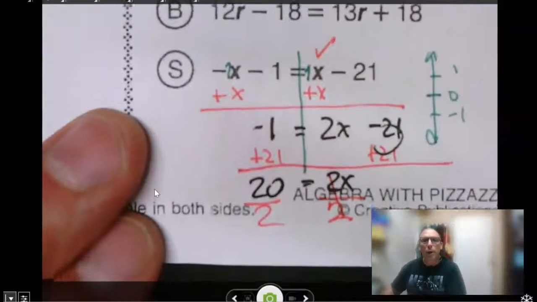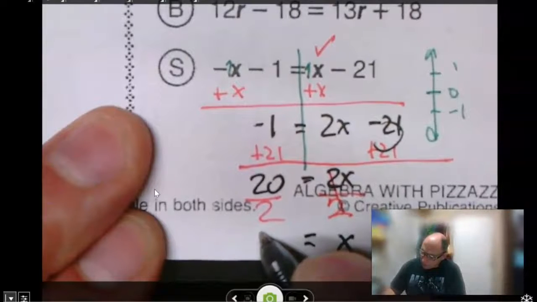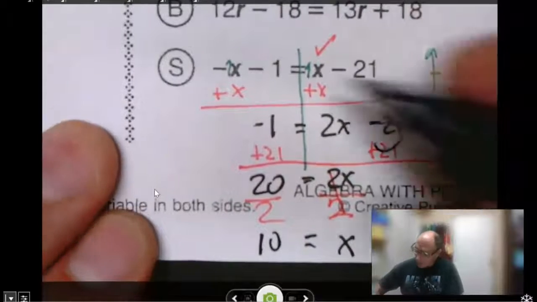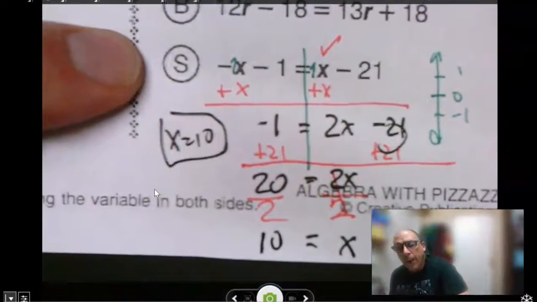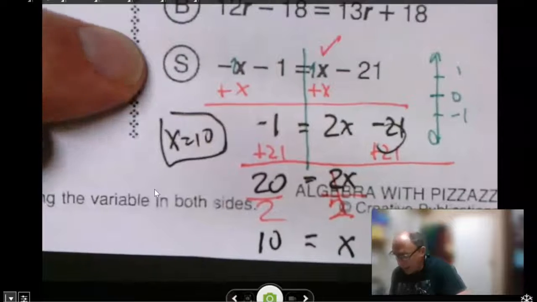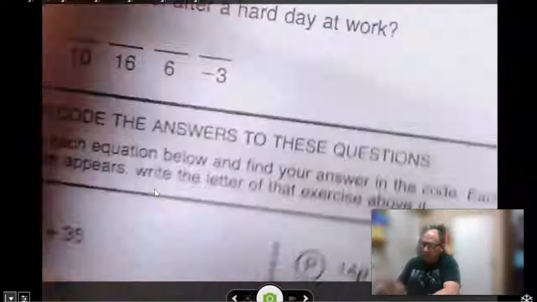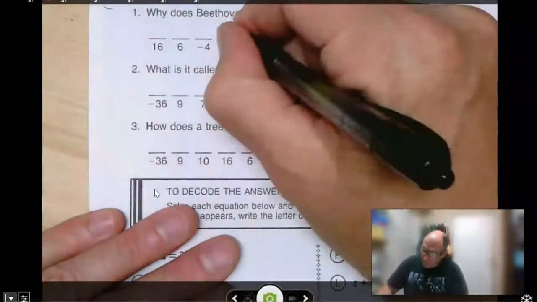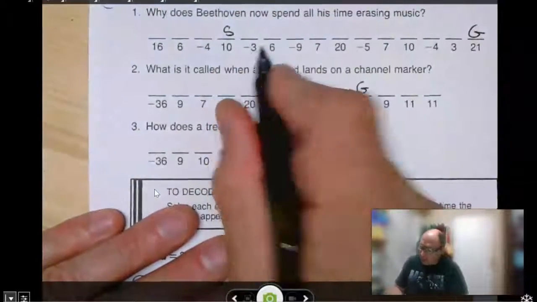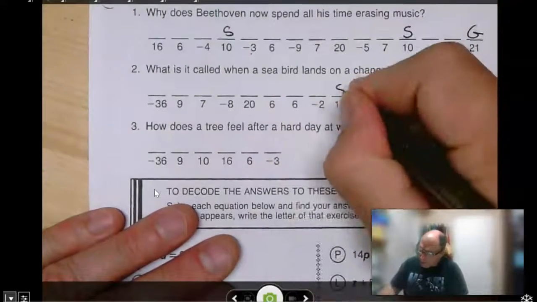Boy, though, it's just barely enough room to do this one. Really should do this on the back of your paper. And x equals 10. And I'll put my answer in a box. X equals 10 for the letter S. So I'm going to go up to the top, and everywhere I see a 10, I'm going to put the letter S. Let's go find those. 10. There's one. Oh, notice there's negative answers too. 10, that's an S. 10, that's an S.